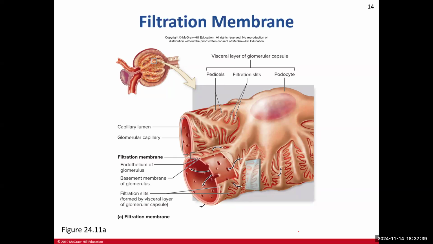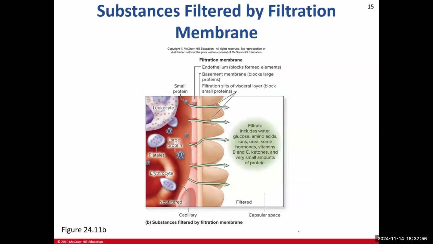And so in between the pedicels are those filtration slits. The podocyte can manipulate how much space is in between those slits, which will then help determine or affect what's getting filtered or what's not getting filtered here. So we're going to zoom in now and take a closer look at the filtration membrane. You can see here are the three layers: the endothelium, the basement membrane, and then here are the pedicels from the podocyte on the visceral layer.